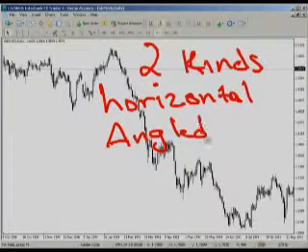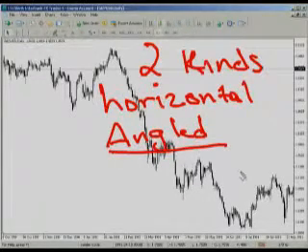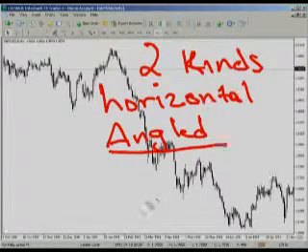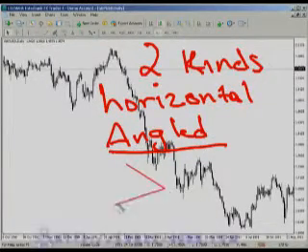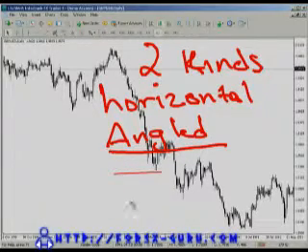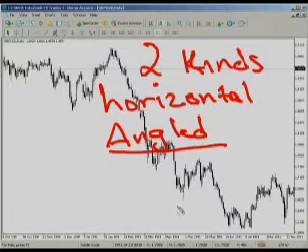A-N-G-L-E-D. We have angled logical points of support and resistance. Now, as you can guess, these are simply lines that form different angles, like this, or like this, or even like this. I'll go over these. Don't worry about trying to write these down yet. We're going to go over them, so just relax and get the concept here.